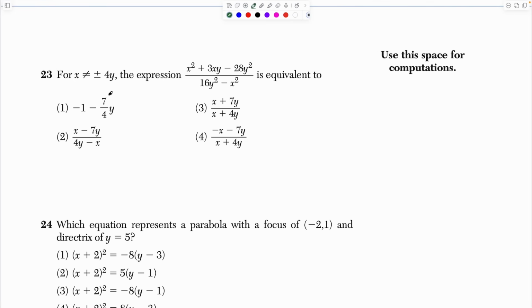Question 23, for x not equal to plus or minus 4y, the expression here is equivalent to, and we have these 4 answer choices to choose from.